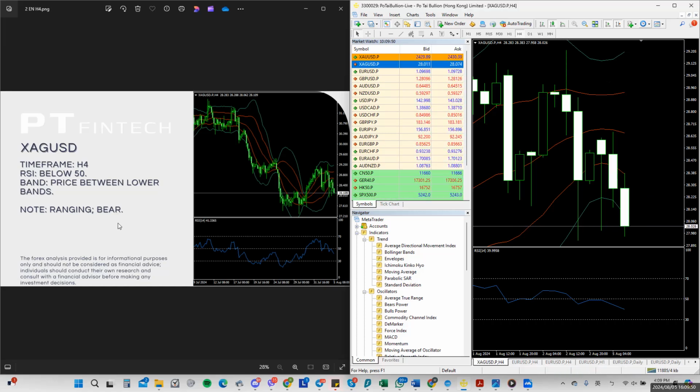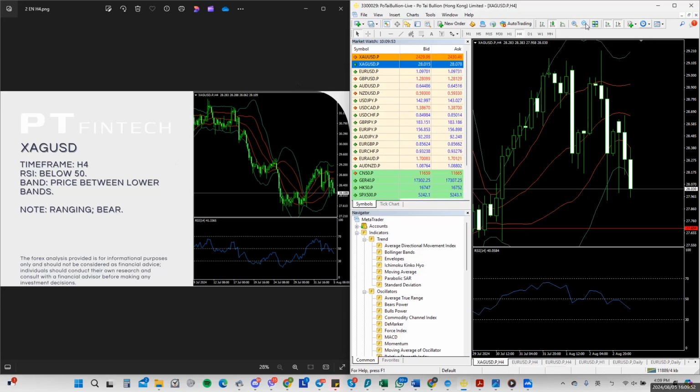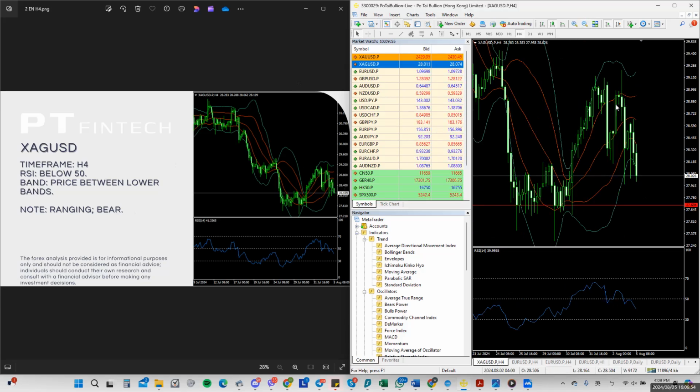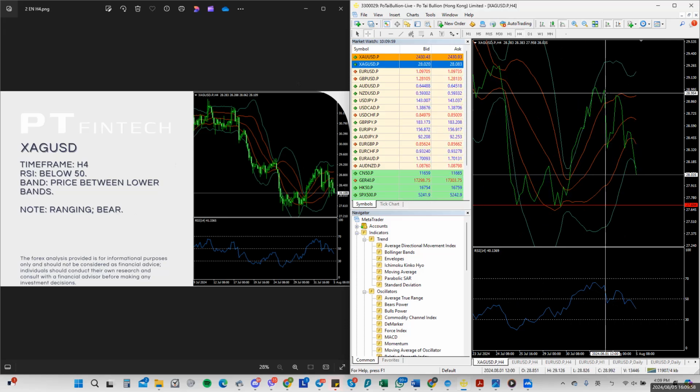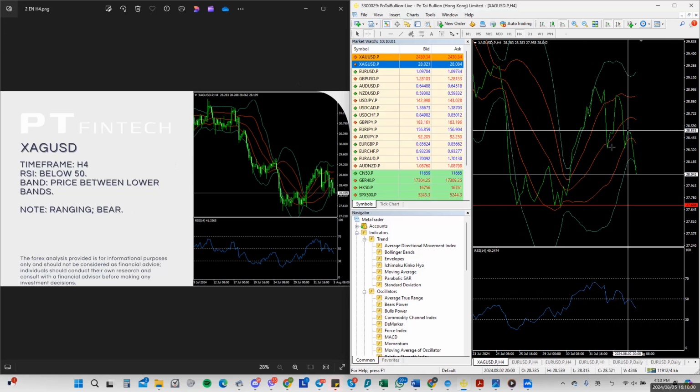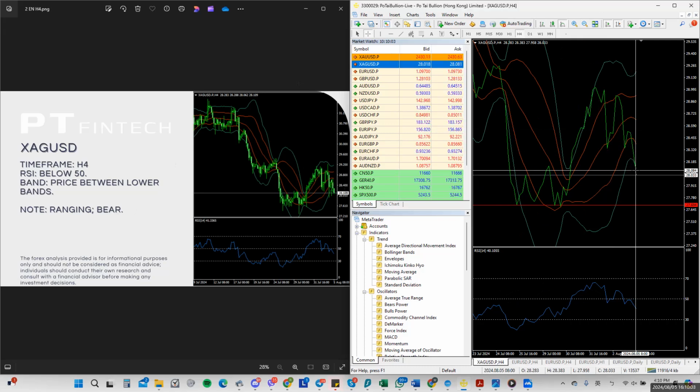So let's take a look at some other analysis here. Something that we have to take a look at. Here, let me drop it down to this. The highs are getting lower and lower. The lows are actually getting lower. So potentially in the short run, we are still looking more at a bearish trend.